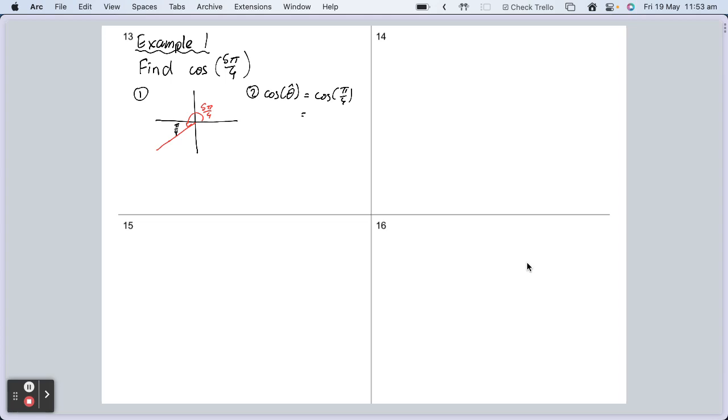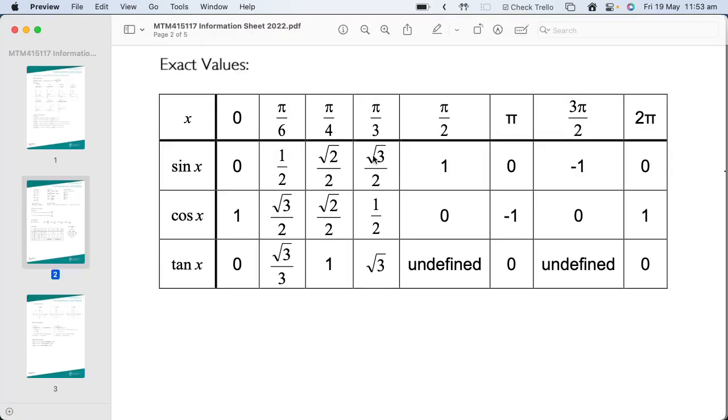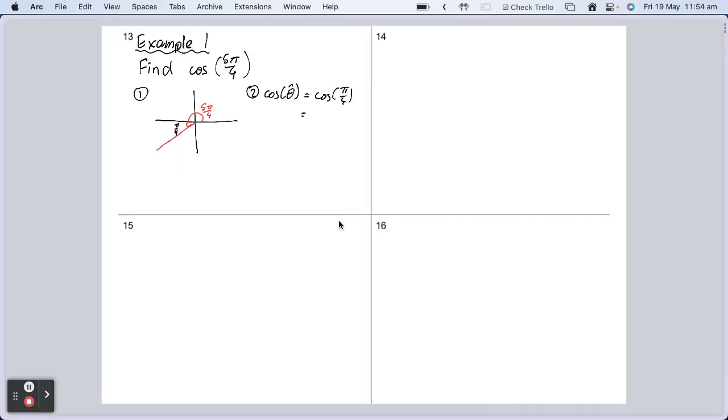So cosine of pi on 4, root 2 on 2. Write down root 2 on 2. With practice, you'll go, yeah, I know, 45 degrees, pi on 4, root 2 on 2. With practice, it's an important skill.